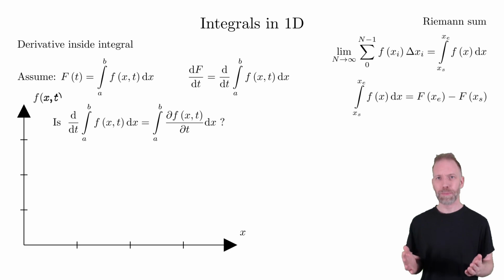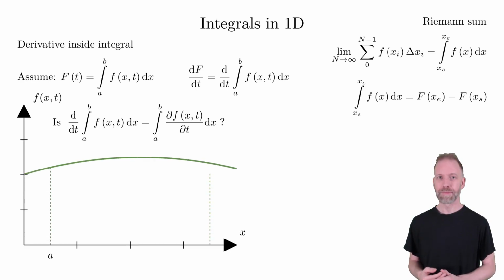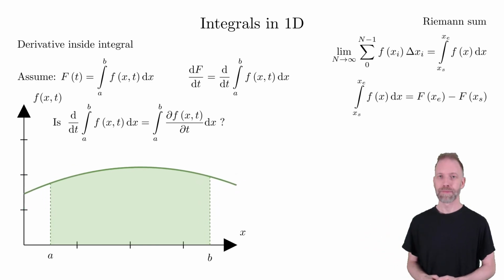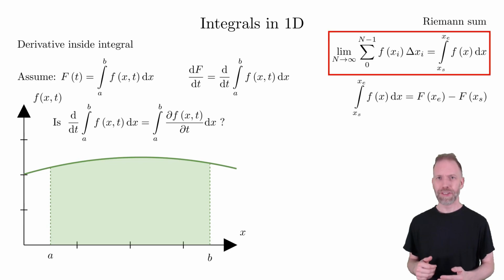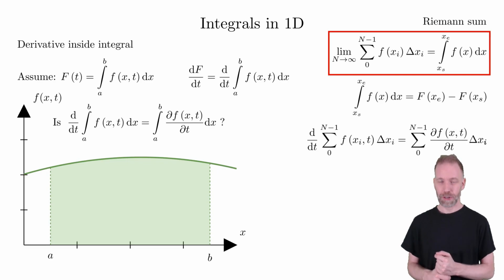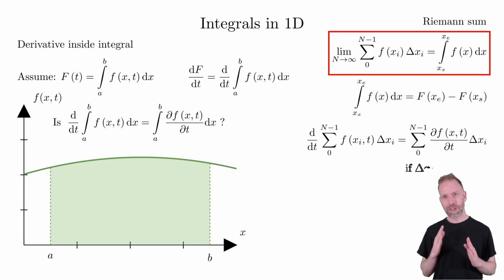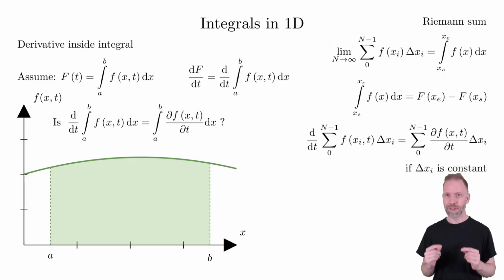Let us draw an example integral given by the green area. Assume that f changes with time according to the animation. If we look at the Riemann sum, we know that the derivative of a sum is the derivative of each term. Hence it looks like this is true. But the condition is that delta x_i stays constant, otherwise we need the product rule.